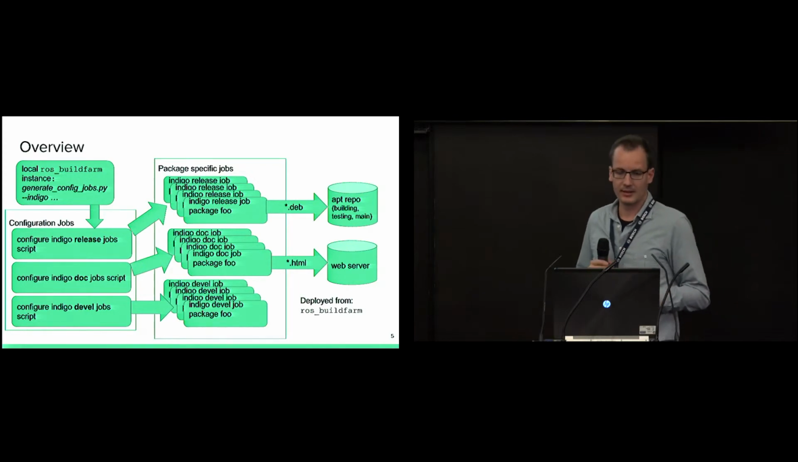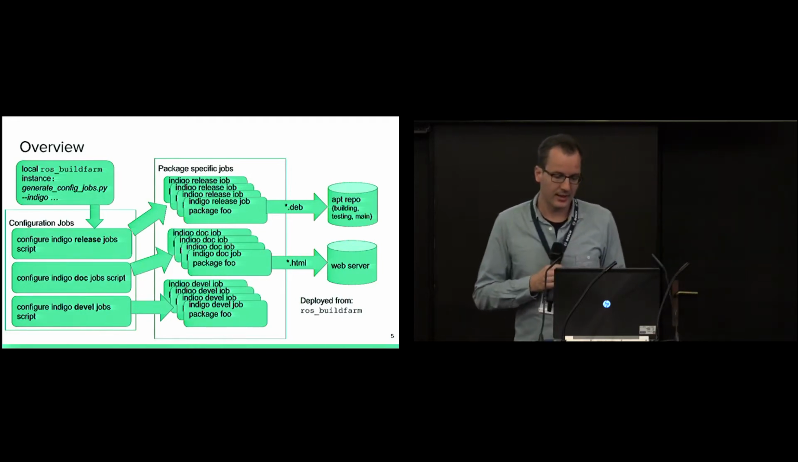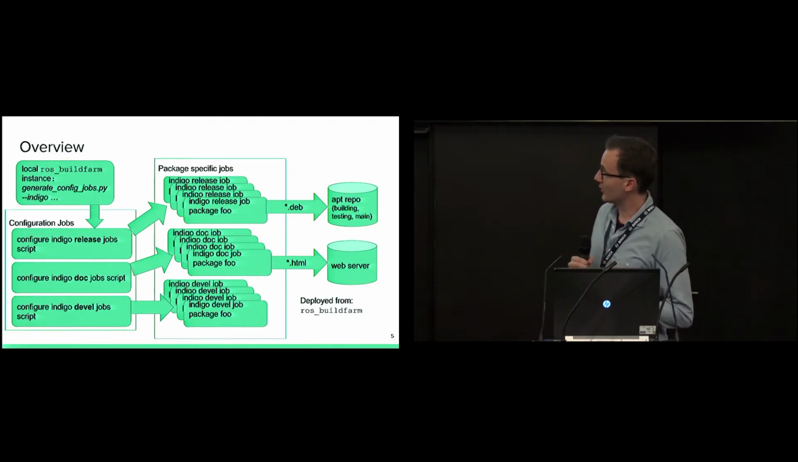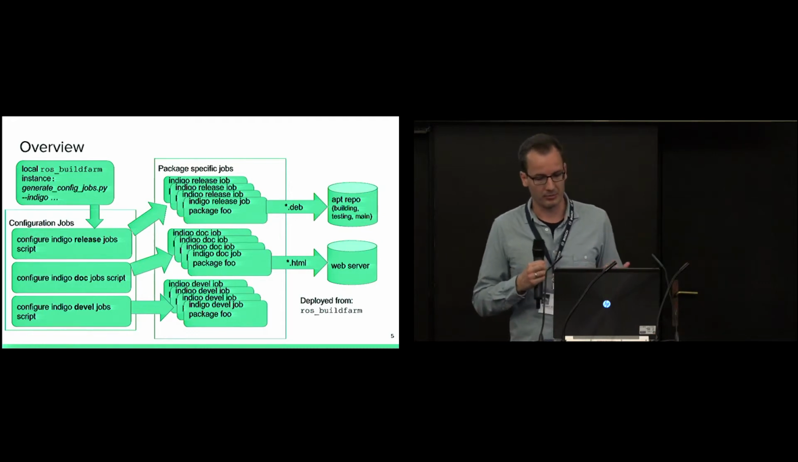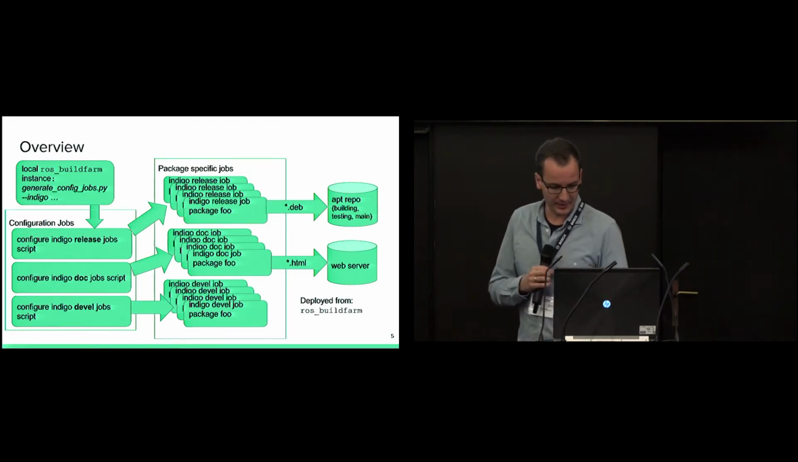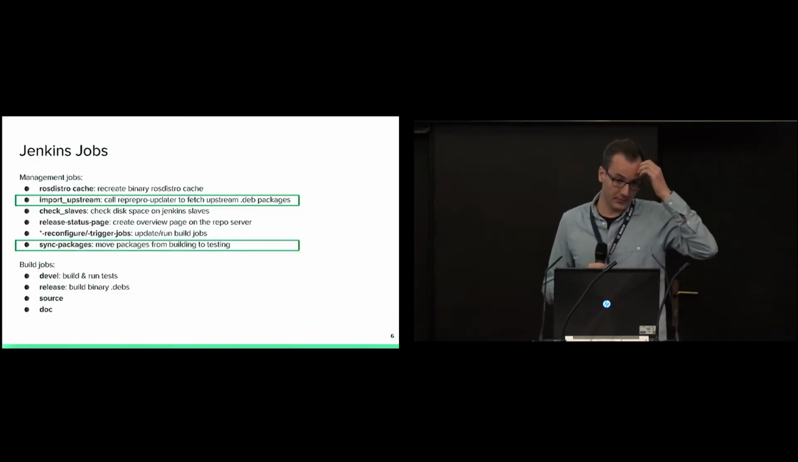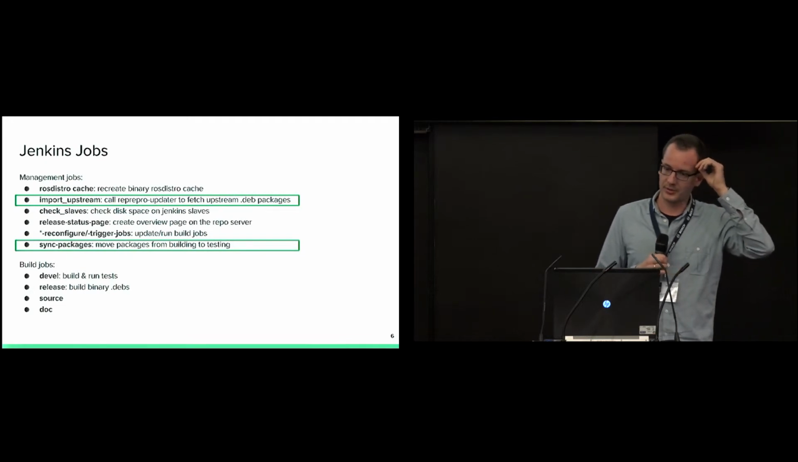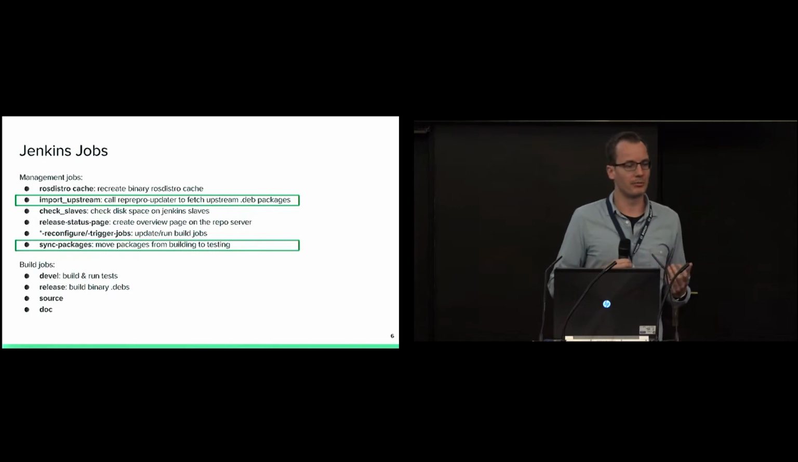Basically, these jobs then run the actual packaging process, the building and packaging process, and the artifacts that are generated from there are pushed to the Debian server, respectively to the web server. And these scripts are in the ROS build farm repository. So I talked a lot about jobs. These are the most important jobs you will need for your build farm.